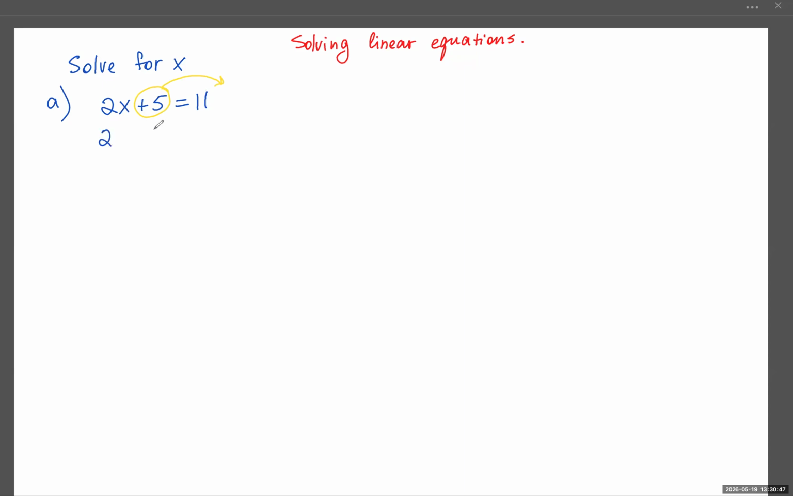So 2x stays on the left. On the right, it's 11 minus 5. So 2x equals 6. Then you have to divide by the number in front of x. So x equals 6 divided by 2, which is 3.